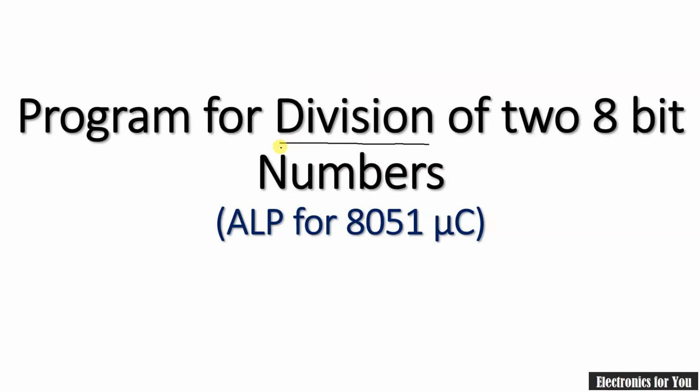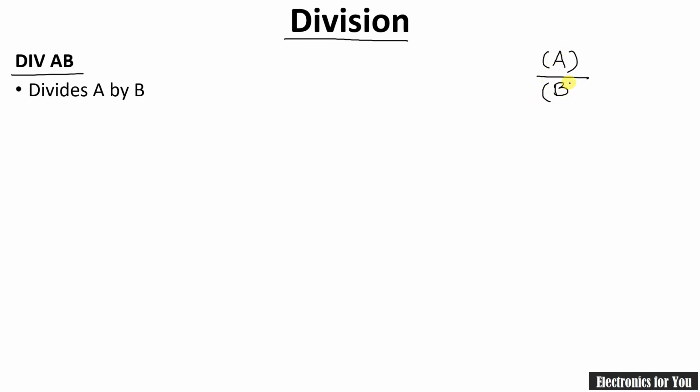In this video, I will explain a program for division of two 8-bit numbers in ALP for 8051 microcontroller. So let us first understand the division instruction. In case of 8051, the only instruction available for division operation is DIV AB, and it divides the content of A by the content of register B. It simply means A upon B, the content of A divided by the content of B.